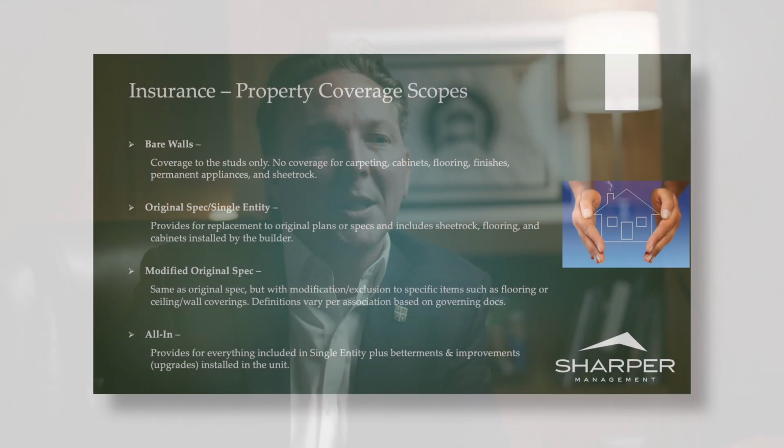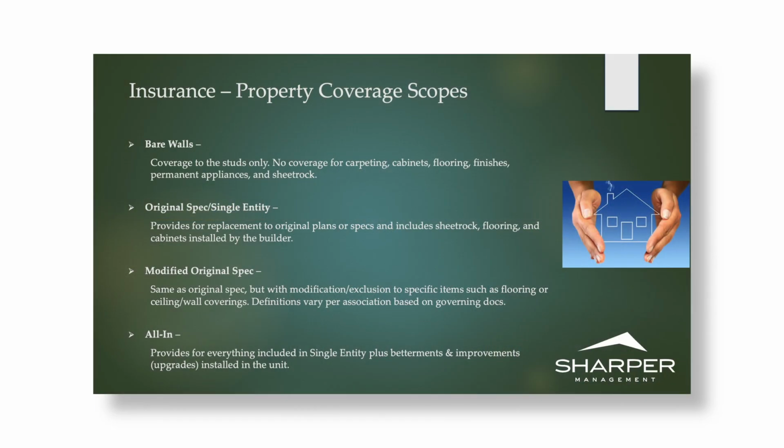The next would be original spec. Now this too is pretty rare. But original spec pretty much just insures to the value of what it was built to, right? So if you had a townhome that was built in the 80s, you might have had vinyl flooring in the kitchen and laminate countertops in the kitchen, right? If there were a loss and those things were damaged, now today you've probably somewhere along the way upgraded to maybe granite countertops and vinyl flooring or tile flooring. Well, if there were a loss that damaged those things under original specs, they would not be covered to their full value. They would only be covered to the value of that original laminate countertops and vinyl flooring. So that creates a difference, a gap that the homeowner is going to have to make up.